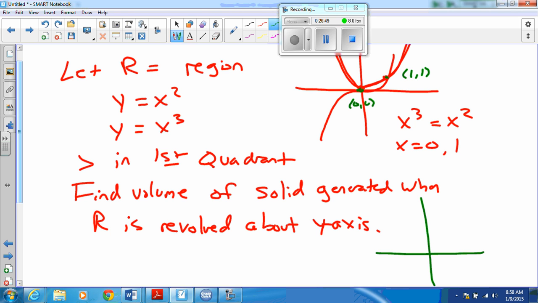So for purposes of seeing it more clearly, I'm going to take just this portion of it and blow it up a little bit. Here's my curve y equals x cubed. Actually, here's my curve y equals x squared. Here's my curve y equals x cubed. And now we're taking this about the y-axis so that when I take a cut perpendicular to the axis of revolution, lo and behold, my cut has a width of dy.